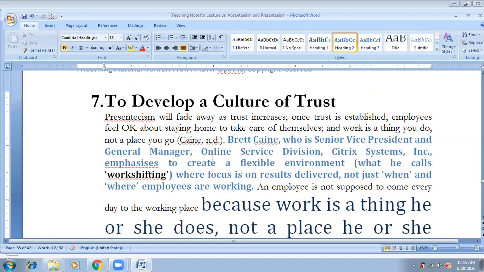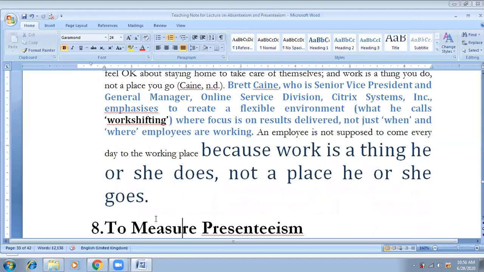who emphasizes creating a flexible environment, what he calls work shifting, where the focus is on results delivered rather than traits. Of course, trust is a trait, but okay, rather than behaviors, results. Not just when and where employees are working. So that way an employee is not supposed to come every day to the working place, because work is a thing he or she does, not a place he or she goes. By being at home, you can work.